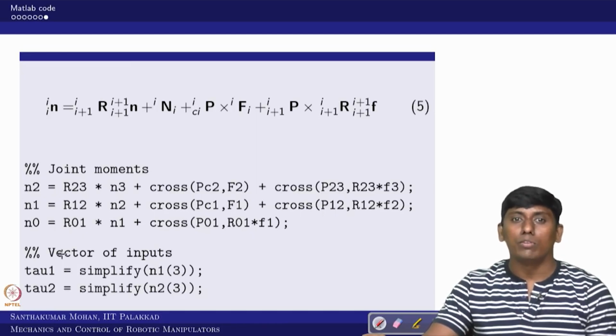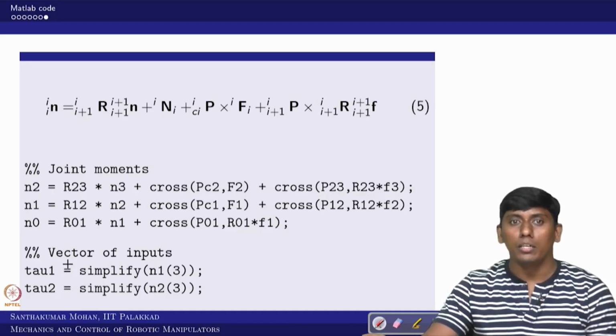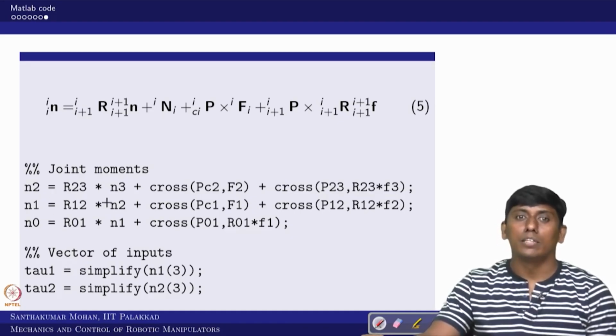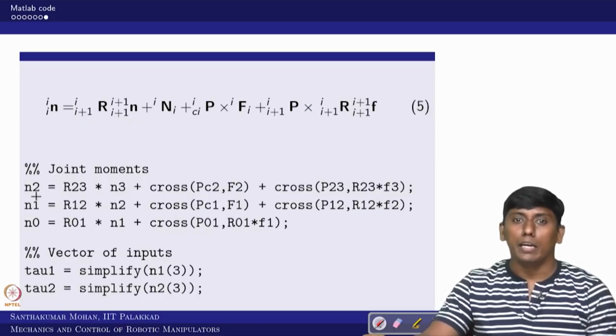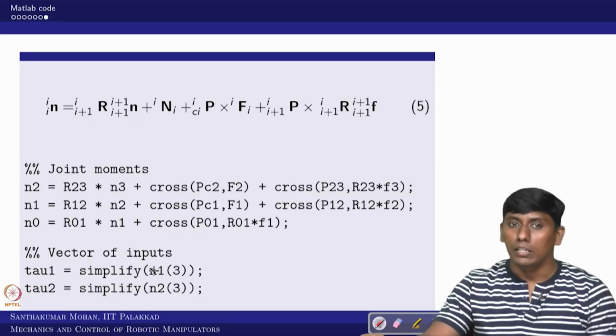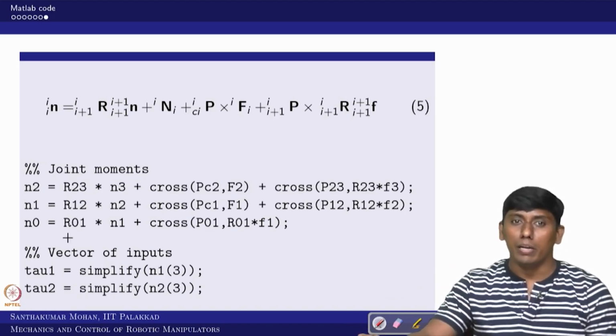Since the first joint and second joint are rotary joints, the third term of n would be equivalent to the joint torque. Now we are talking about tau 1. Then the third term of n1 would be tau 1. You can make a simplification and it will give an equation. Similarly tau 2 is the third term of n2, in the sense the z axis term would be equivalent to tau 2.